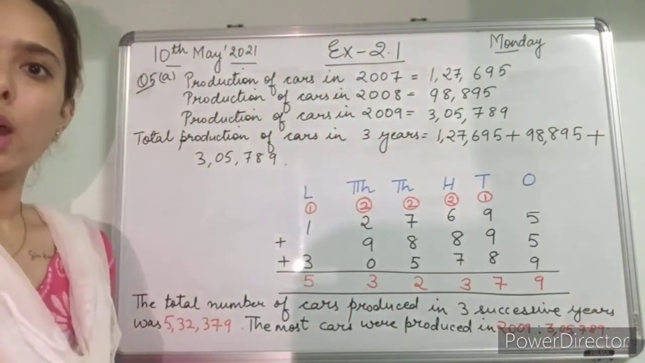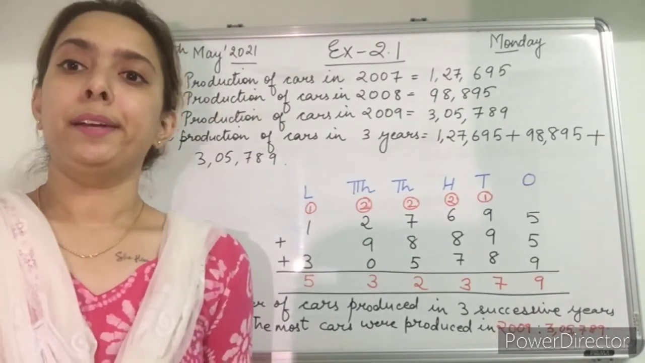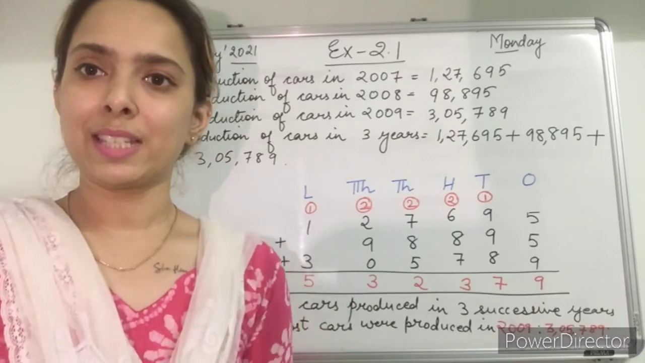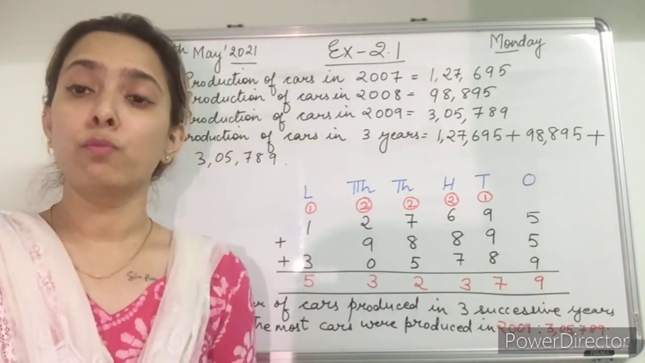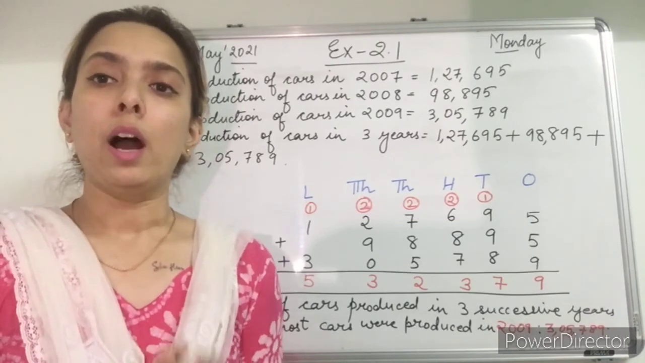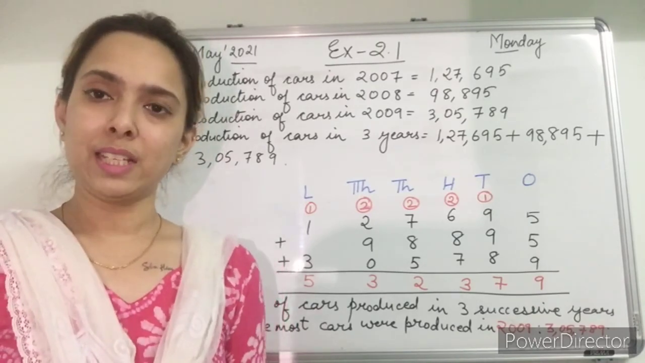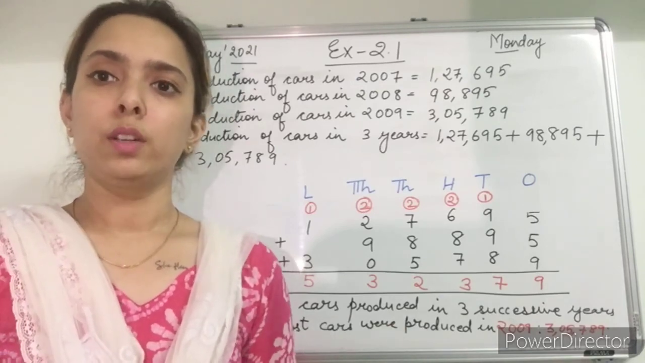3,05,789. So I hope the word problems are clear to you, and I hope you think that word problems are much easier. So C part, I want you students to solve it, and if you have any doubt you can ask.